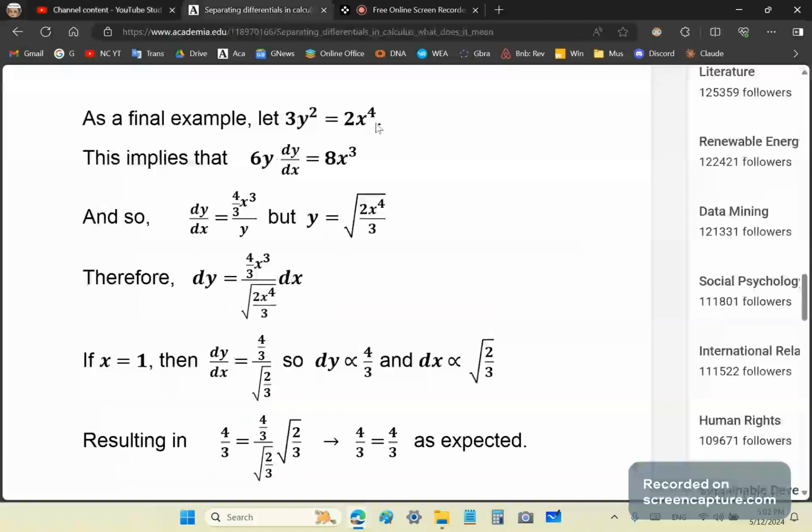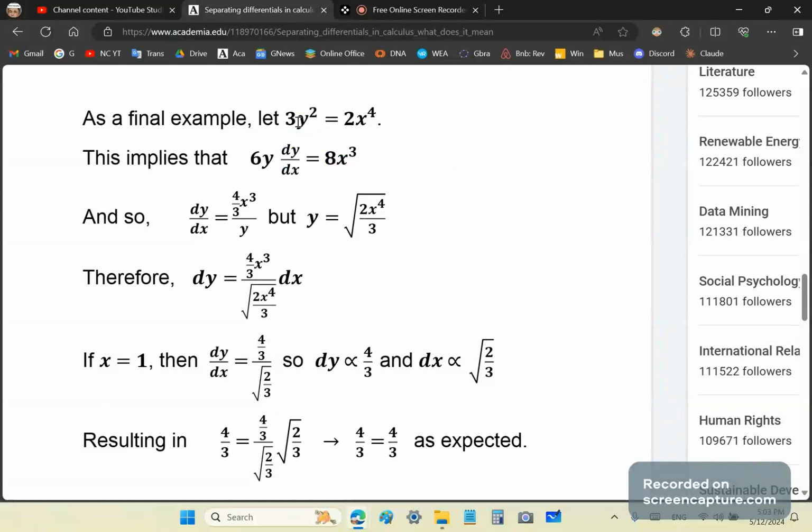As a final example, let 3y squared equal 2x to the power of 4. This implies, and again, you differentiate the left side first with respect to y and multiply it by the derivative, okay? And the right side is differentiable with respect to x, and it's just simply 8x cubed. And so once again, you'll have dy/dx is equal to 4/3 x cubed over y.